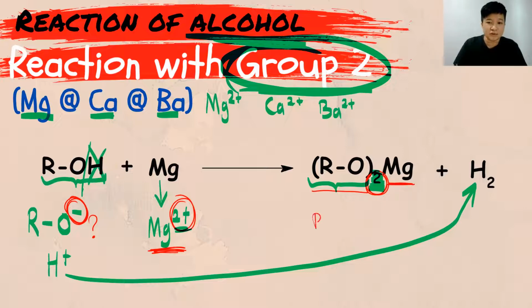So it's something like this. RO minus, the alkoxide, will react with your Mg2+. So 2 positive, 1 minus, 1 minus. That's why you need your alkoxide ion, RO minus, in the bracket with a 2. Alright, simple. Let's look at some examples.